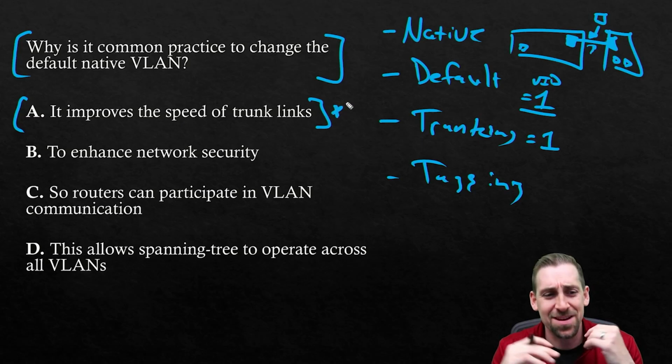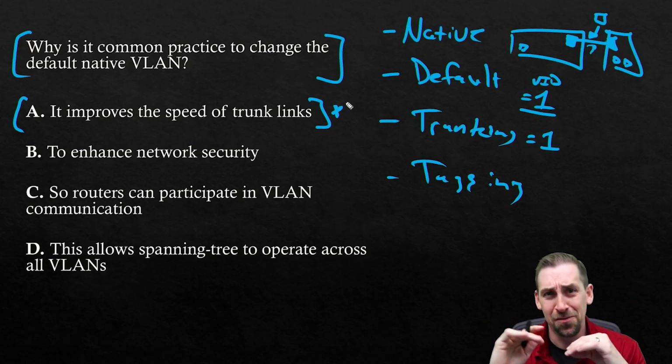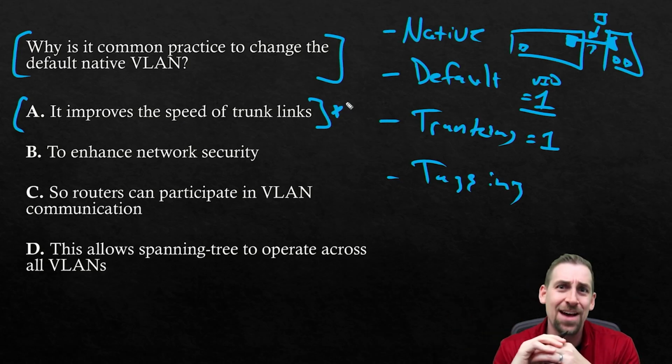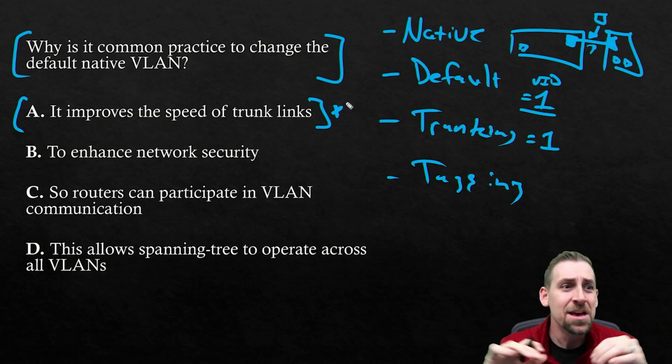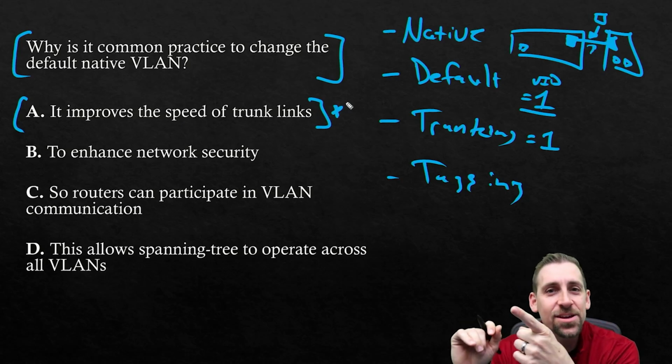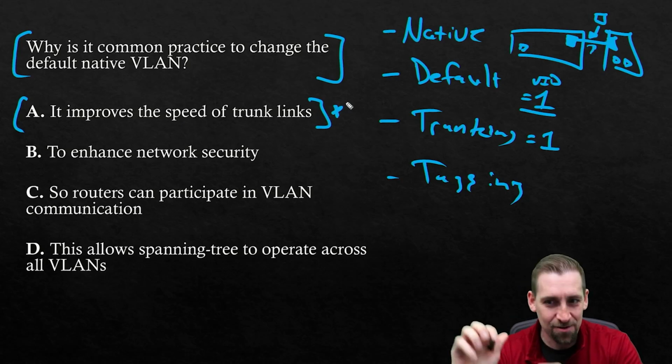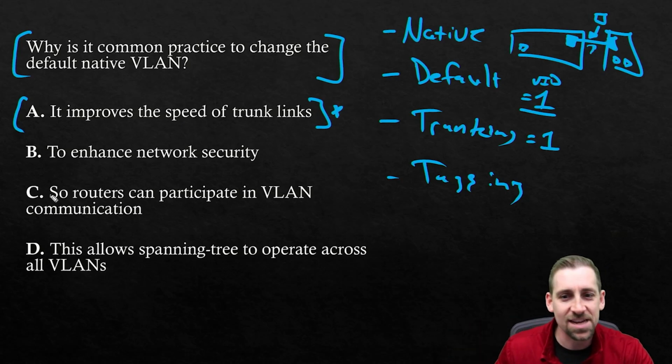And you could make an argument, right? A very loose argument. Well, if there's no tagging of traffic and I don't have to recompute the frame checksum, maybe if I use the native VLAN, but it's telling you to change the native VLAN. So even that's not right here. Let's go down. I always like to answer the questions by removing the wrong answers.